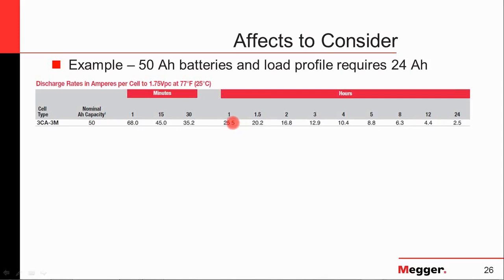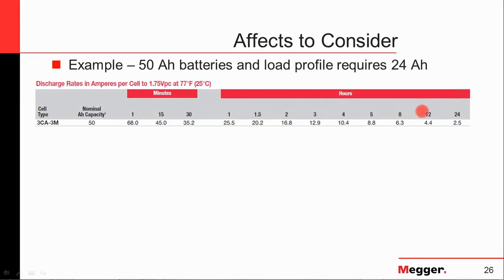We're going to be looking at the hours. I'm using 1.75 volts per cell at 77 degrees Fahrenheit. Mention that battery manufacturers will have various different types of volts per cell that you can use. 1.75 is very common, probably the most common, but they also might have 1.8, 1.85, or various different levels, and that will change these discharge currents here.